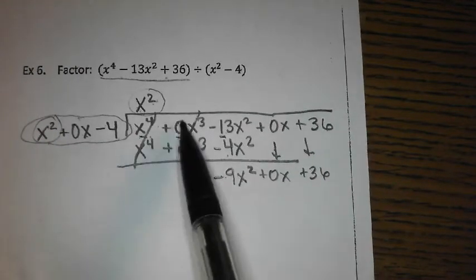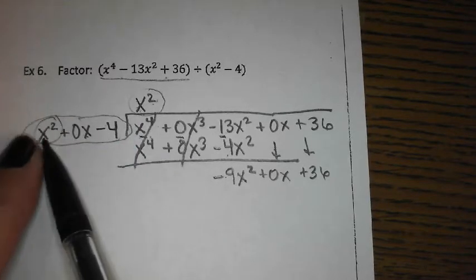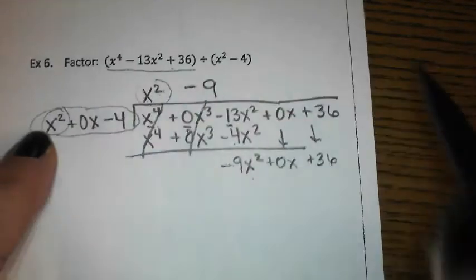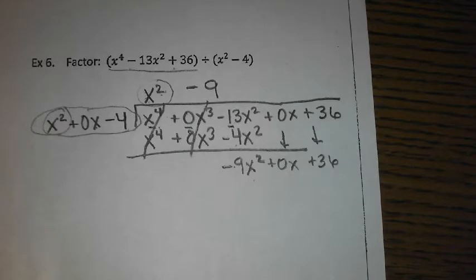And we repeat. x squared times what gives us negative 9x squared? Negative 9. Okay? Go ahead, finish that out. Multiply your negative 9 by that trinomial. Line it all up and do your subtraction. And tell me, did you have a remainder or did it work out perfectly? It did? Oh, darn it.